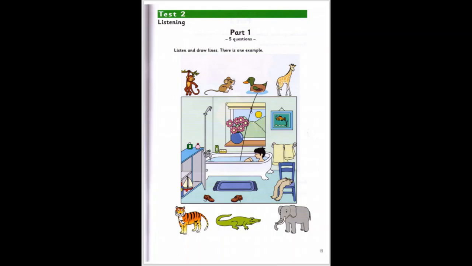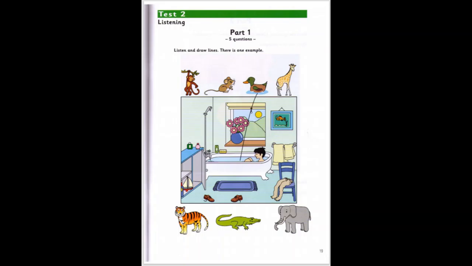Put the duck in the bath. Sorry? Where? Put the duck in the bath with the boy. Okay. Can you see the line? This is an example. Now you listen and draw lines.